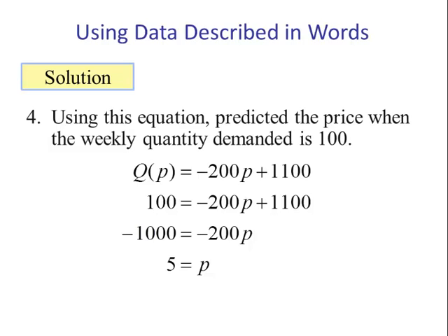So as the price increases, the quantity demanded decreases. And because we know the slope is negative 200, we could say as the price increases by $1, the weekly quantity demanded decreases by 200 units.